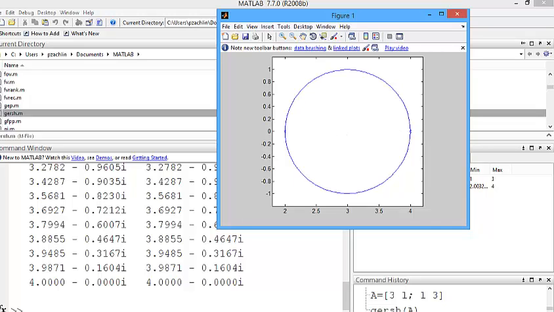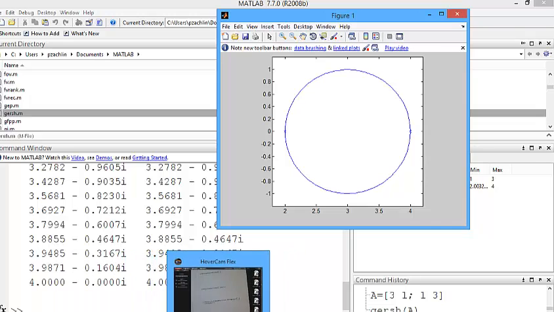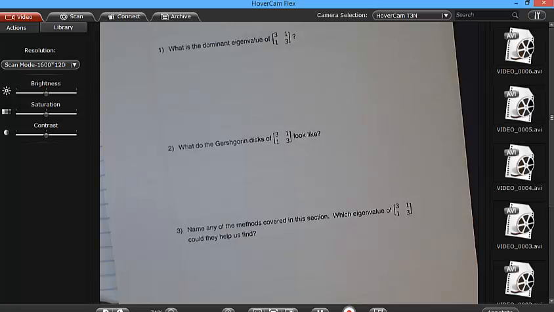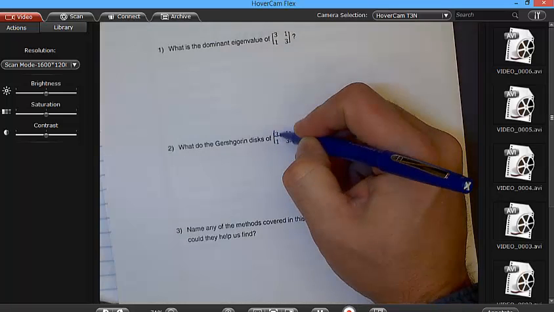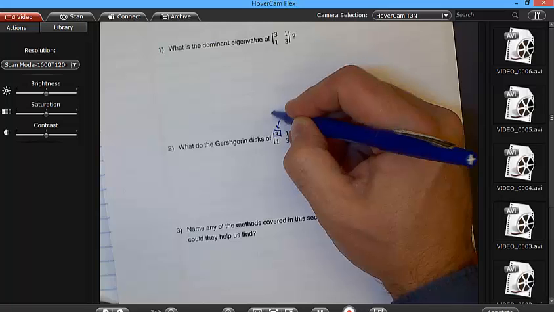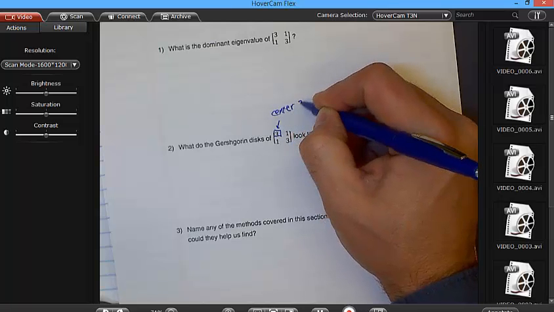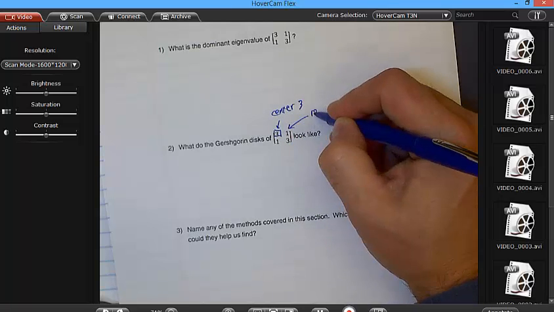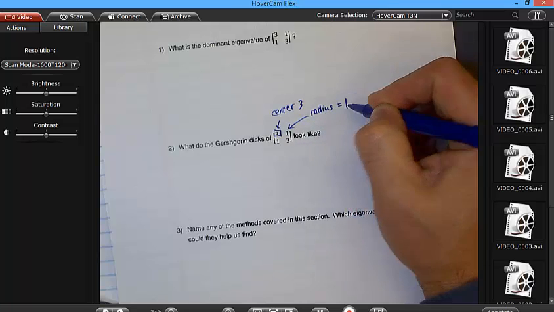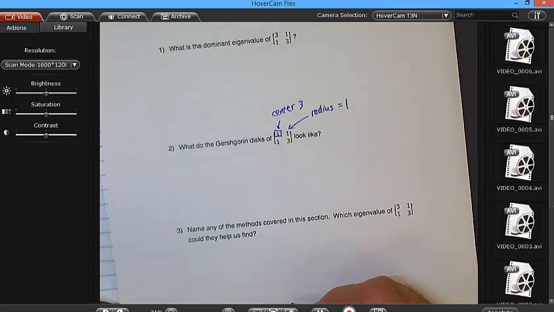But let me just make sure that you understand that from the quiz. See, it says that the radius should be the sum of the off diagonal entries. I guess it's kind of dumb with a 2 by 2 matrix, right? Because if I'm talking about this circle, the center is 3, and the radius is right here. So that's why it's a radius of 1.